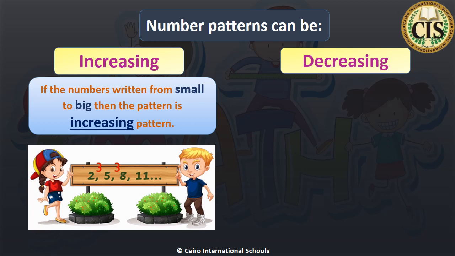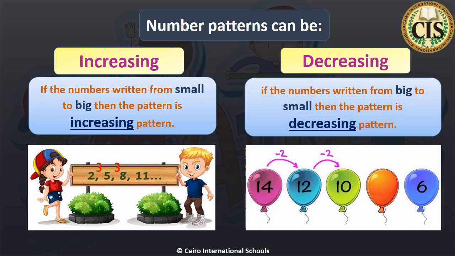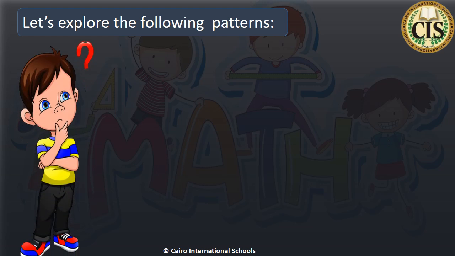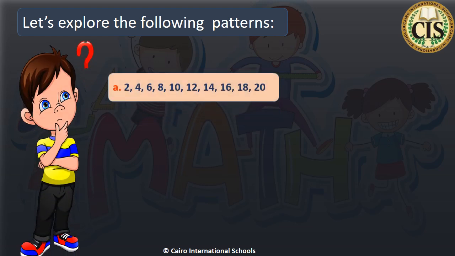While in a decreasing pattern, if the numbers are written from big to small, then the pattern is a decreasing pattern. From big to small, decreasing pattern, like 14, 12, 10, and so on. Numbers are getting smaller. Now, let's explore the following patterns. The first pattern, 2, 4, 6, 8, 10, 12, 14, 16, 18, 20.